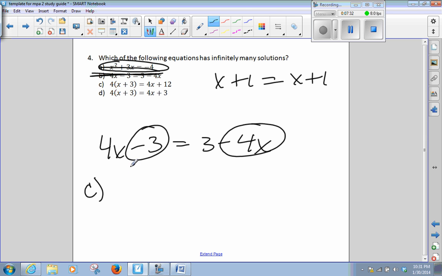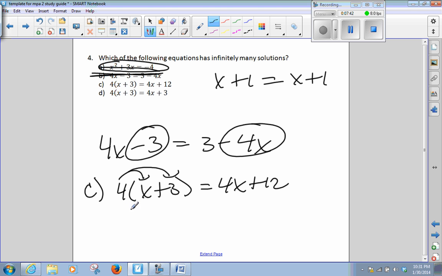I'm going to look at option C. So because I can't do x plus 3, I've got to use distributive property. That 4 sitting next to the parentheses means that I need to multiply. So 4 times x is 4x. 4 times 3 is 12. 4x plus 12 on the other side. Yay, I found it. The answer is C.